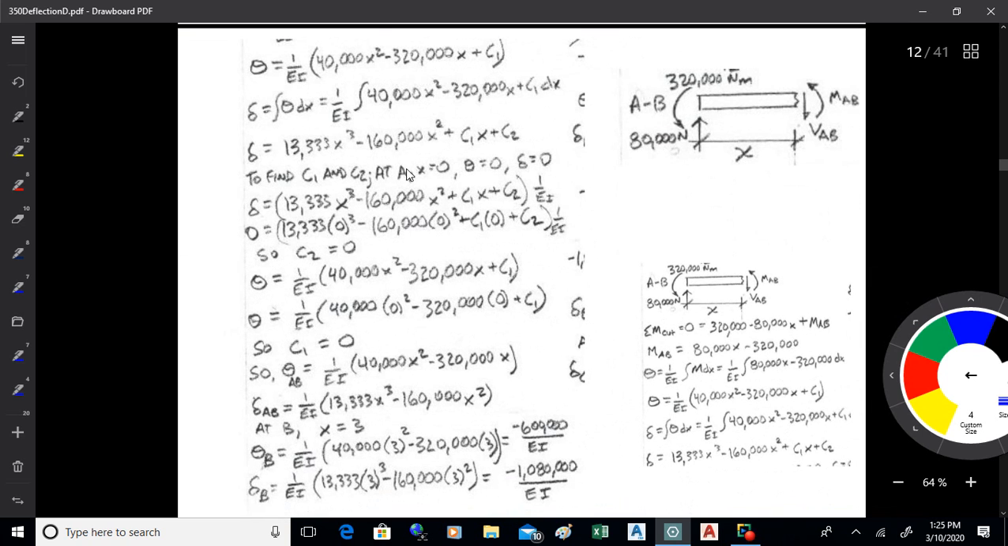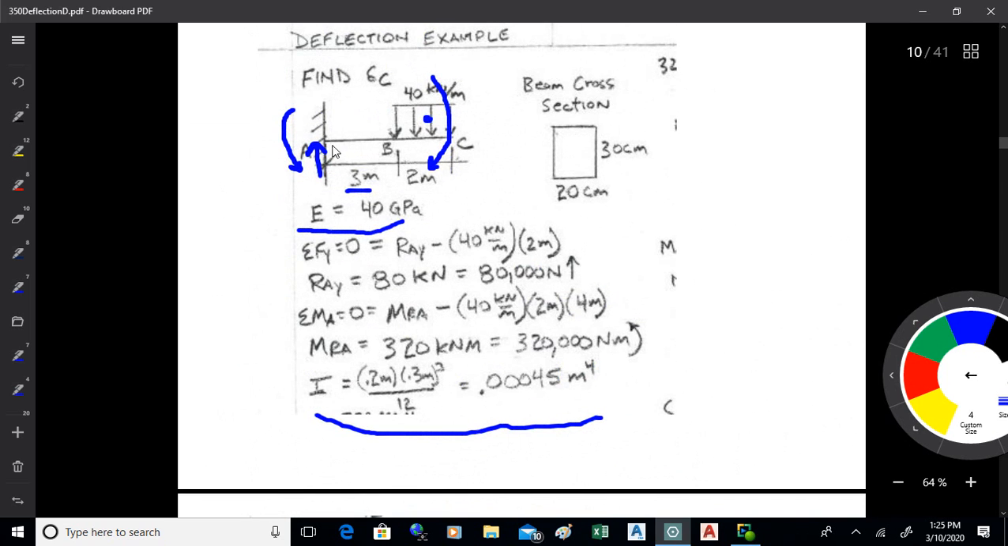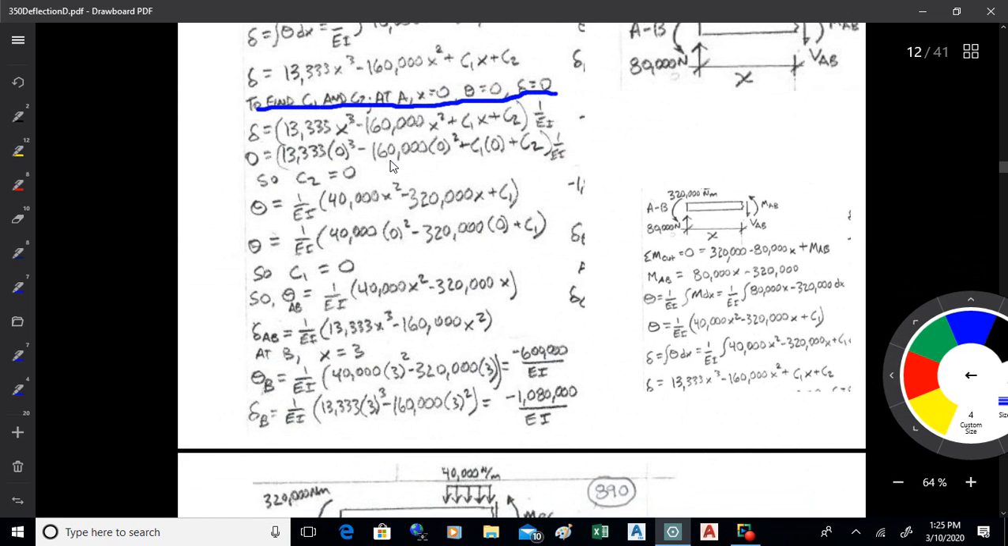Now I can do that because what I know is that at point A, where x is 0, both the angle and the delta are 0 because it's a cantilever support. There's no deflection or angle at A. That's a solid support right there, and that's where x is 0, and I'm evaluating from A to B. So I can figure out what those constants are easy enough. What I do, I just plug in those values for my equations.